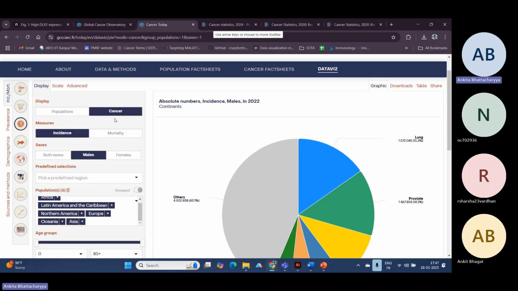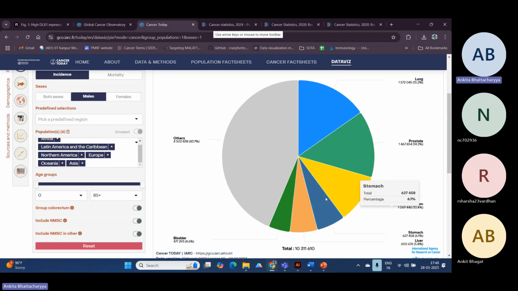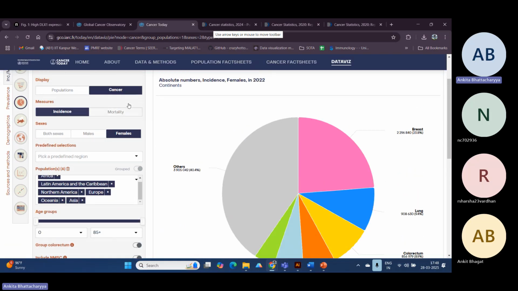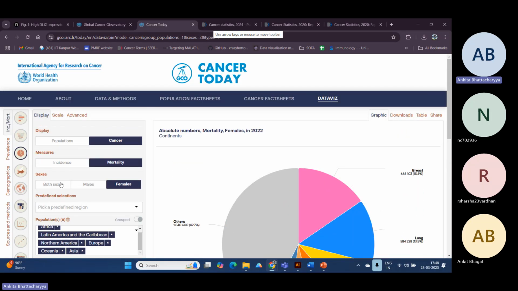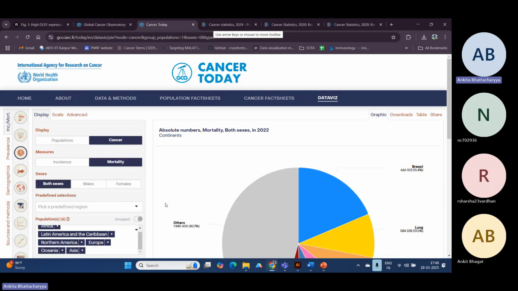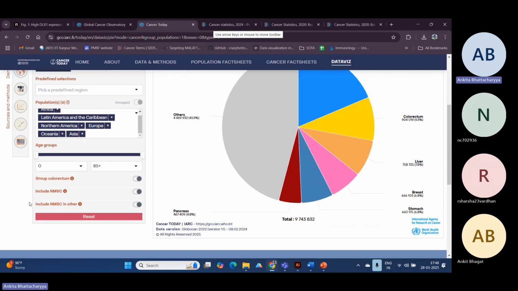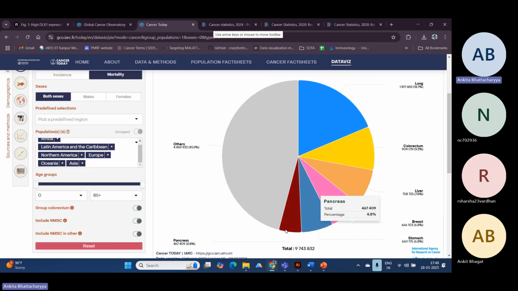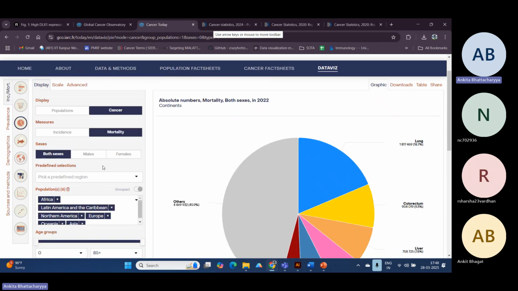Yeah. So when you come to male cancers, you'll see a different grouping. For female cancers, you'll see another grouping. Moving on to mortality, we were looking at mortality in both sexes. Among these, you can see that lung, colorectal, liver, breast, stomach and pancreas mainly predominate.